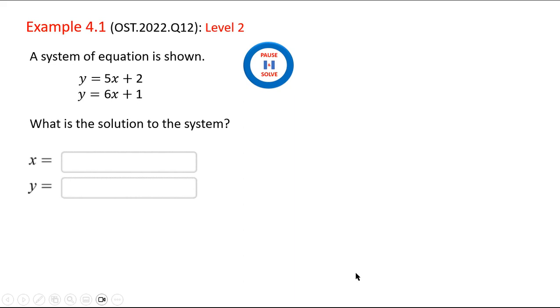Okay, now we come to more examples. Now this one is an example that was on the Ohio State Test 2022, question number 12. This is level 2. A system of equations is shown. That's the system. What is the solution to the system? So obviously it has one solution because these two are different. Now in this situation, the easiest way to do it is substitution. So equate this with this.